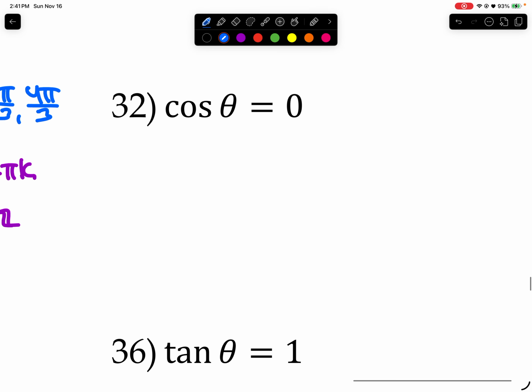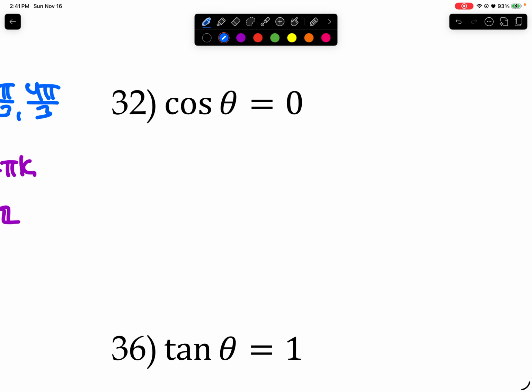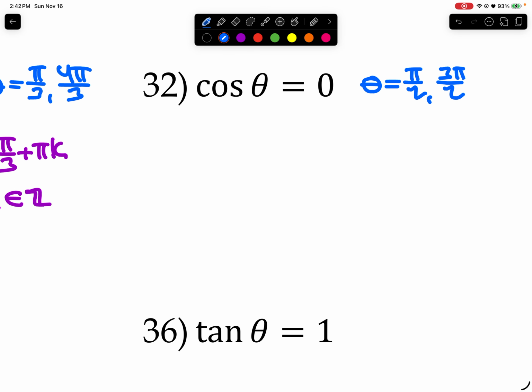All right, so now over here, cosine theta equals 0. So this is going to happen at pi over 2 and 3 pi over 2. So ask yourself, pi over 2, 3 pi over 2, are these across from each other on the unit circle? If they are, we want one equation with pi k. If they're not, we want two equations with 2 pi k. So pi over 2 and 3 pi over 2 are across from each other, so we want a single equation using the smaller radian value plus pi k, where k is an element of the integers.